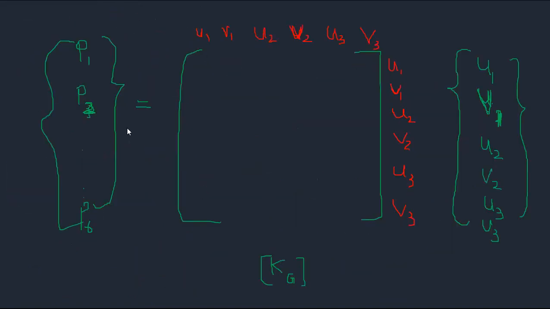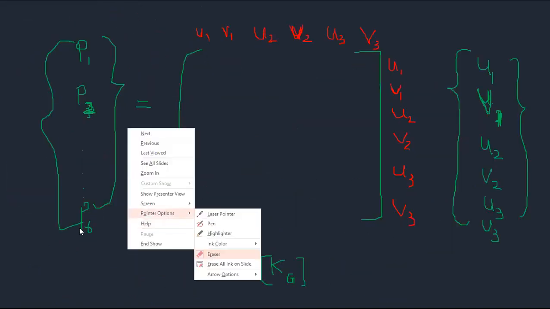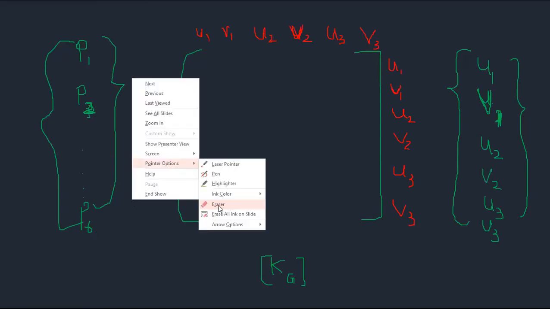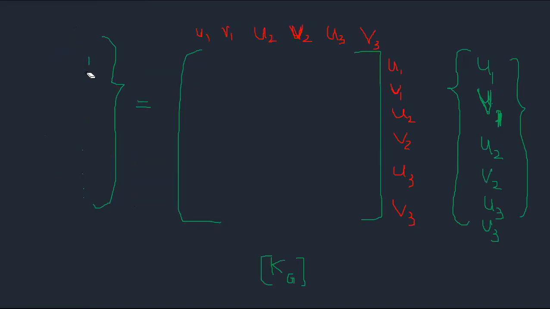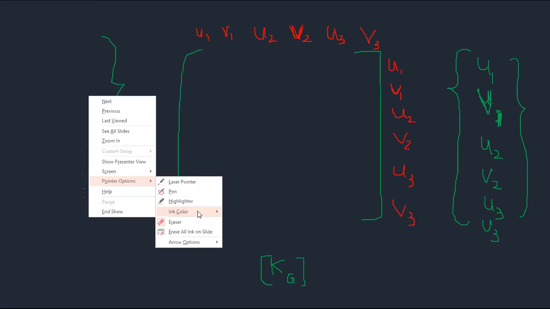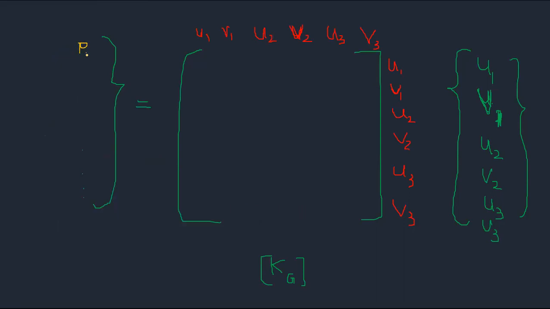So once you go with this, you can determine E1, E2, E3, E4, E5, and P6, right? So first thing is you need to determine this matrix.